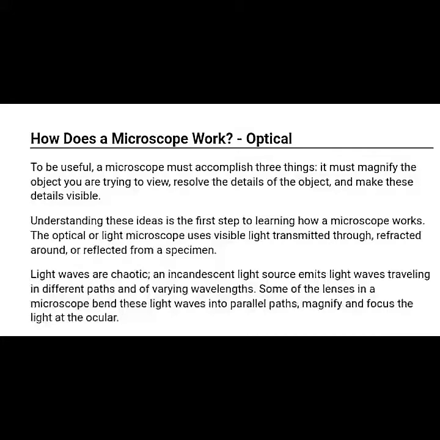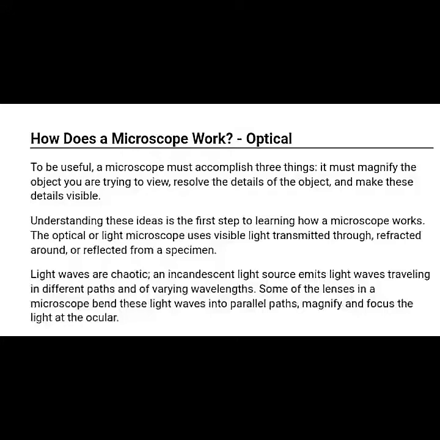Optical. To be useful, a microscope must accomplish these 3 things. It must magnify the object you're trying to view, resolve the details of the object, and make these details visible. Understanding these ideas is the first step to learning how a microscope works. The optical or light microscope uses visible light transmitted through, refracted around, or reflected from a specimen.